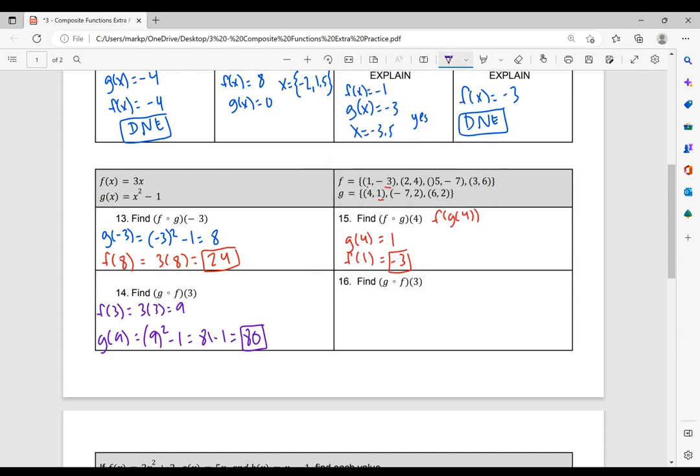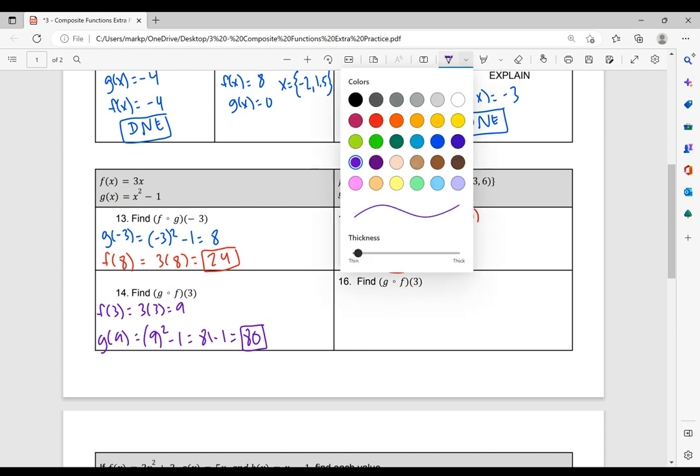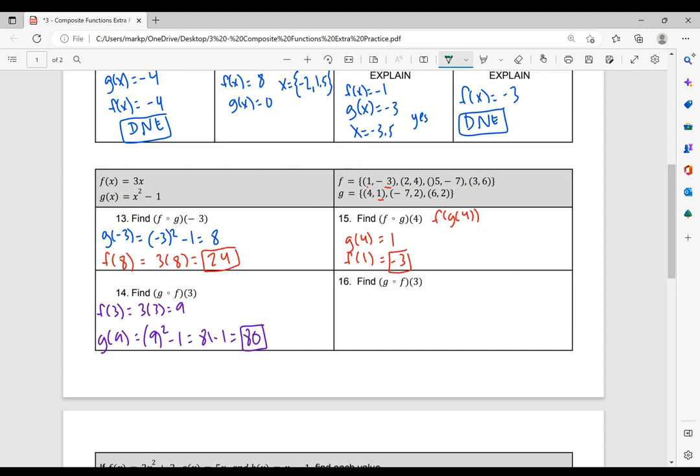And over here, g of f of 3. So we'll start with f of 3. So f of 3 is right here, which is 6. And now we're going to do g of 6. And g of 6 is 2. And there's my answer.